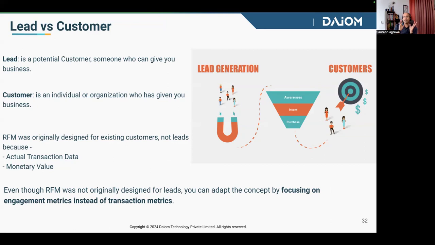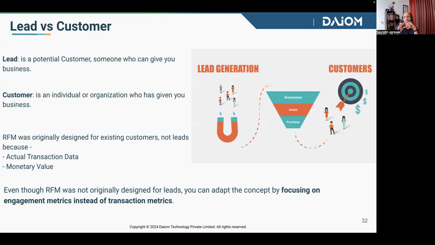Okay. So when we do an app download campaign, we have people coming and downloading the app, but conversion rates generally stay between 2-3%. So 97% of people don't buy. They download the app and then they uninstall the app. So that is called a lead. And then there are customers who buy.